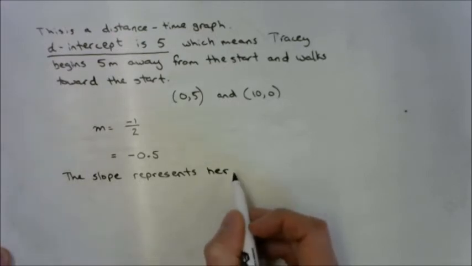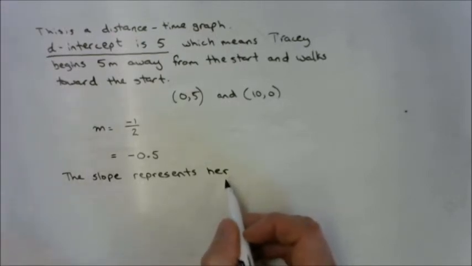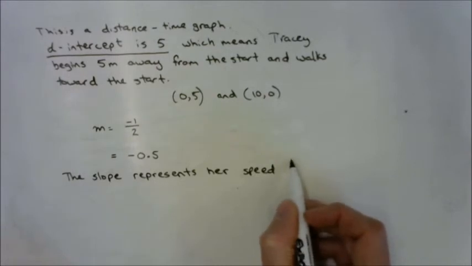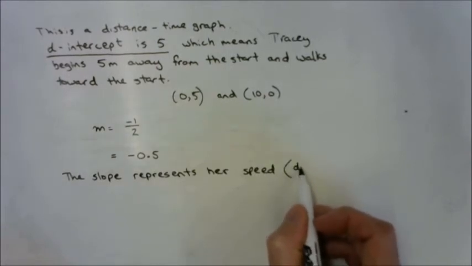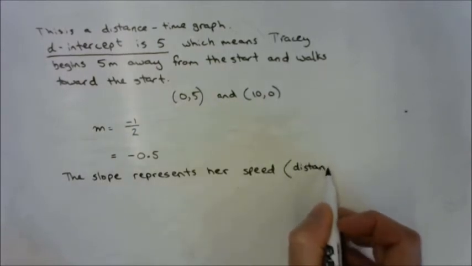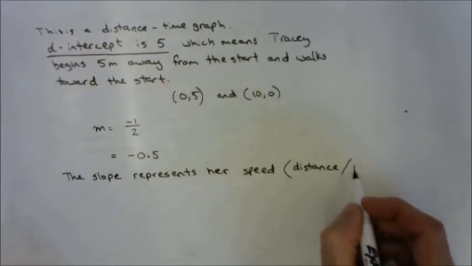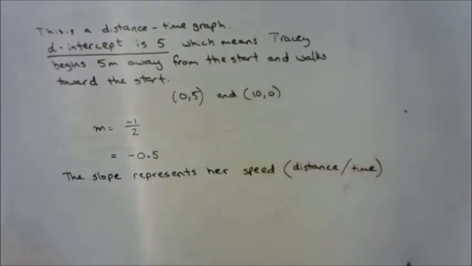Yep. We figured that out. The slope represents her speed. And then in brackets you can say distance over time. Good. You're doing really good. So it means her speed is 0.5 meters per second backwards.